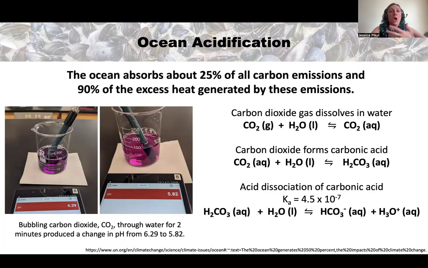So as carbon emissions put more CO2, carbon dioxide, into the atmosphere, our oceans are going to absorb about a quarter of that. And there's a lot of heat that's generated in that process as well, and the oceans are going to absorb that heat as well. And so they're doing a lot of work to balance out the effects of emitting a lot of carbon dioxide. And the way it's doing this absorption of carbon dioxide is by actually reacting with it.